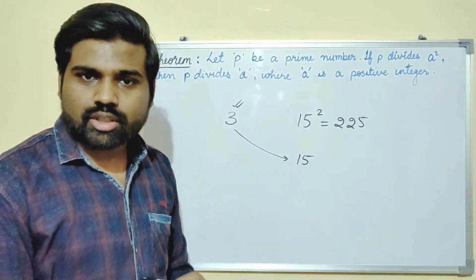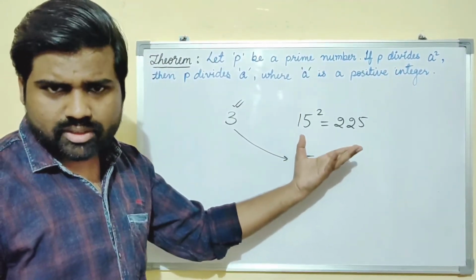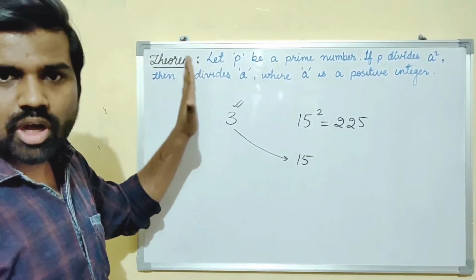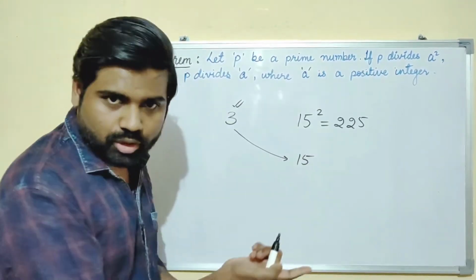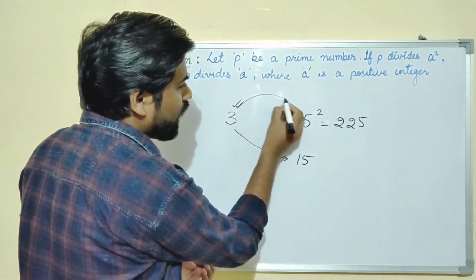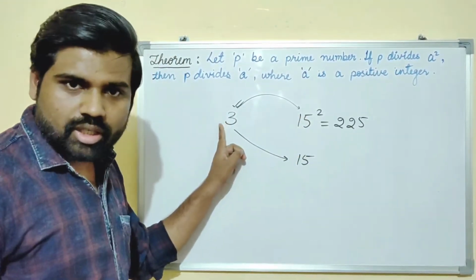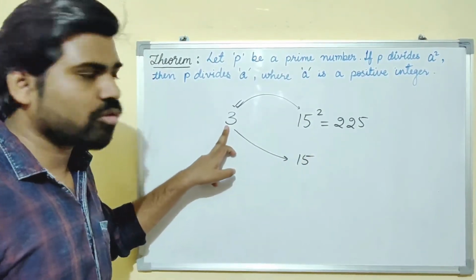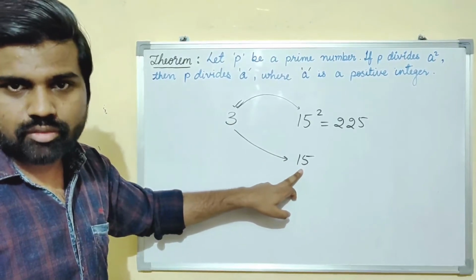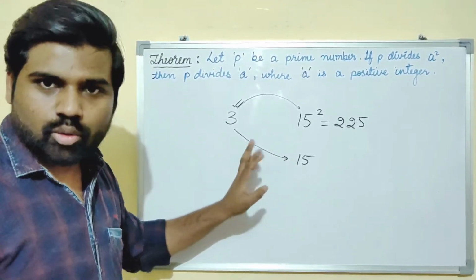I hope you have understood this. It is very simple to understand. Okay, it's just a theorem. You have to just understand it. What is it trying to say? Let me reiterate for you. If P divides A square, if a prime number divides the square of a certain number, then that prime number will divide the number itself. The number. Okay, I hope you have understood this.